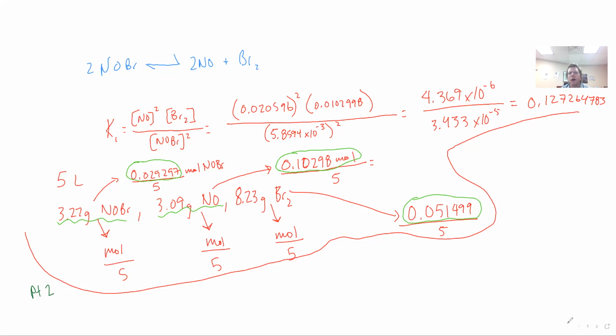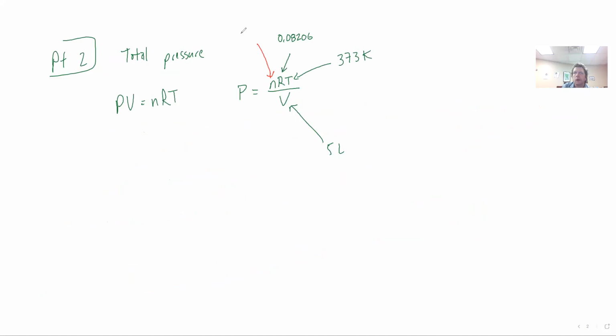So 0.029297, 0.10298, 0.051449, or 499. That's our total number of moles. If you combine those, you can plug that in here. Why? Because this is simply correlating the number of moles to our total pressure. So for part 2, you have this, you have this, you have this. Sorry, that's a 5 L for liters. The last thing you need to do is add up those total number of moles. Plug it all in, and there's your pressure.